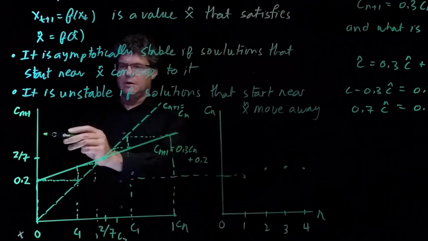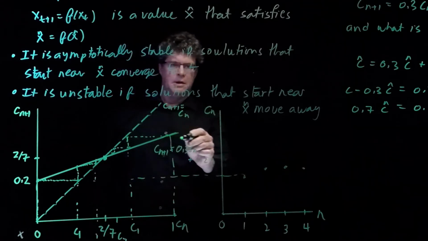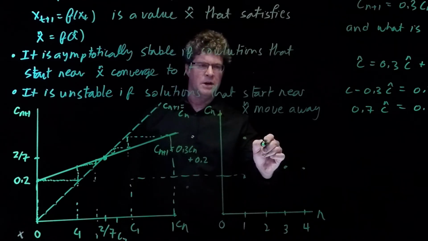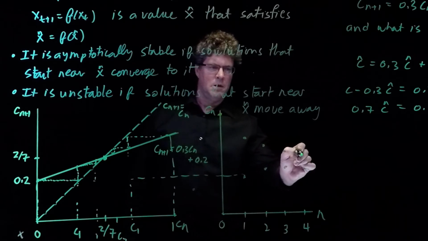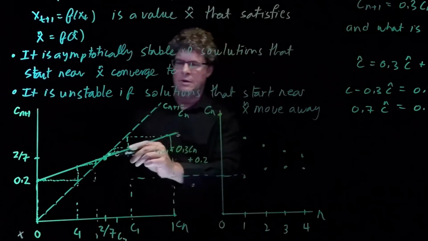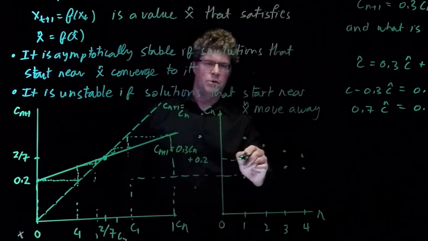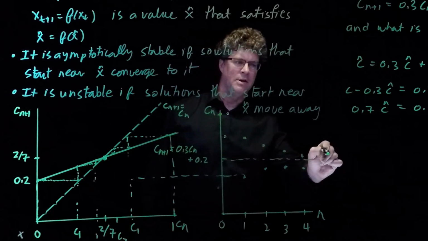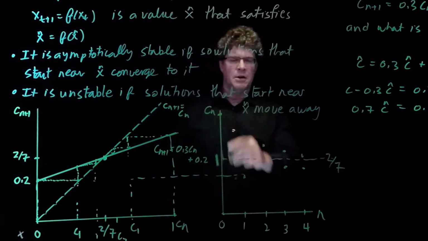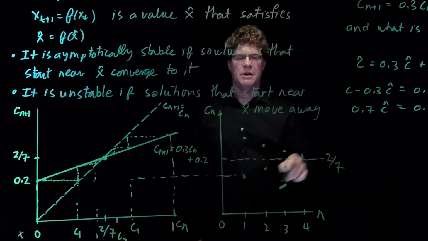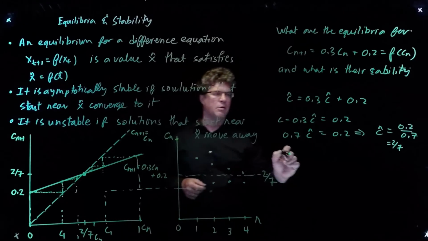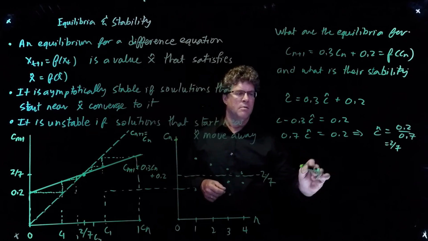Here, our C1 goes to here. We start at 1, and then we come down. If we take this equilibrium value and draw it across, we get the value 2/7 here. And so this graph that we're drawing here is very similar to the graph that we drew when we calculated the solution explicitly. But this is a graphical method for solving the equation.